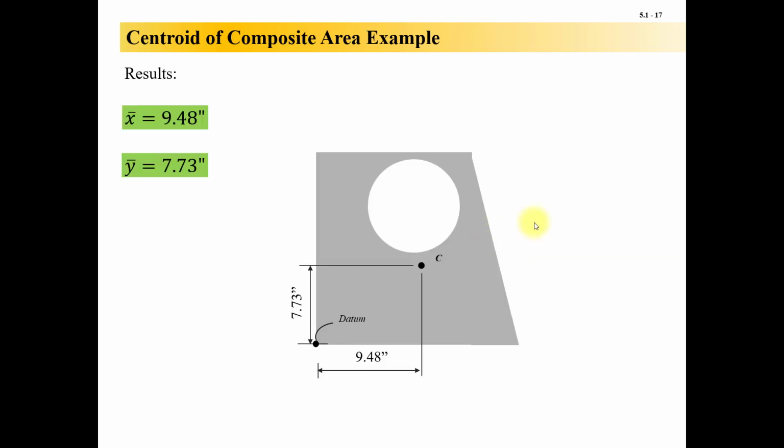So this is what it would look like. I don't know if it's exactly drawn to scale, but I did my best. 9.48 inches to the right, 7.73 inches up. There's your centroid. Again, that's where you would stick your finger if this were a flat plate of constant density, and you would balance this horizontally.